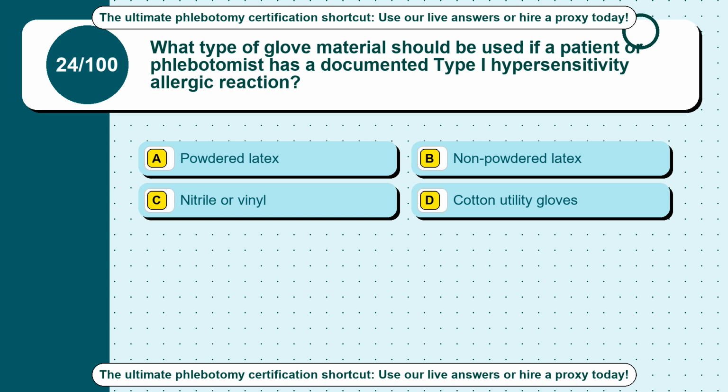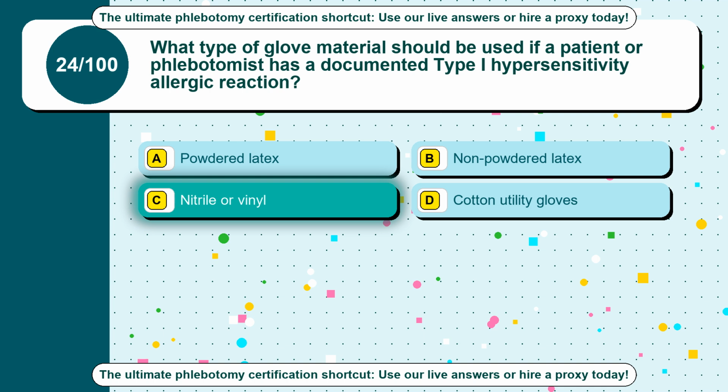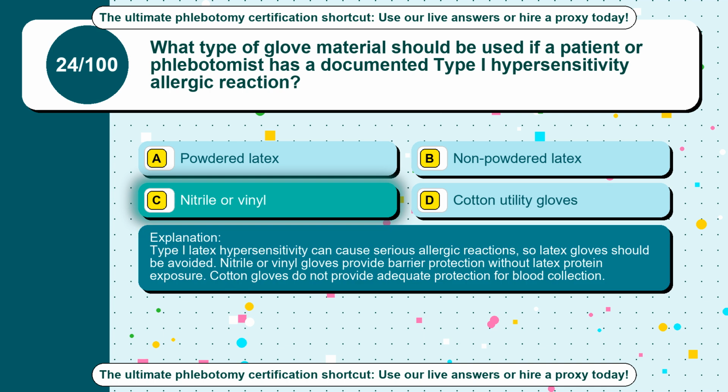The correct answer is option C, nitrile or vinyl. Type I latex hypersensitivity can cause serious allergic reactions, so latex gloves should be avoided. Nitrile or vinyl gloves provide barrier protection without latex protein exposure. Cotton gloves do not provide adequate protection for blood collection.